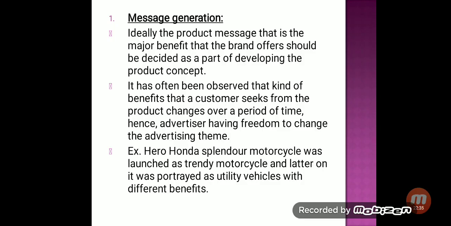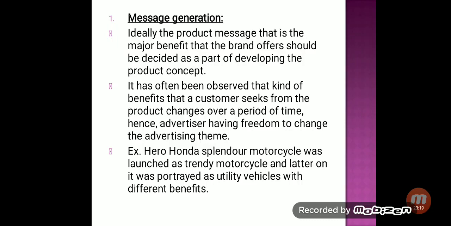Ideally, the product message, that is the major benefit that the brand offers, should be decided as a part of developing the product concept. It has often been observed that the kind of benefits that a customer seeks from the product changes over a period of time, hence the advertiser has the freedom to change the advertising theme. For example, Hero Honda Splendor motorcycle was launched as a trendy motorcycle, and later on it was portrayed as a utility vehicle with different benefits. So the first step of the advertising message is message generation.